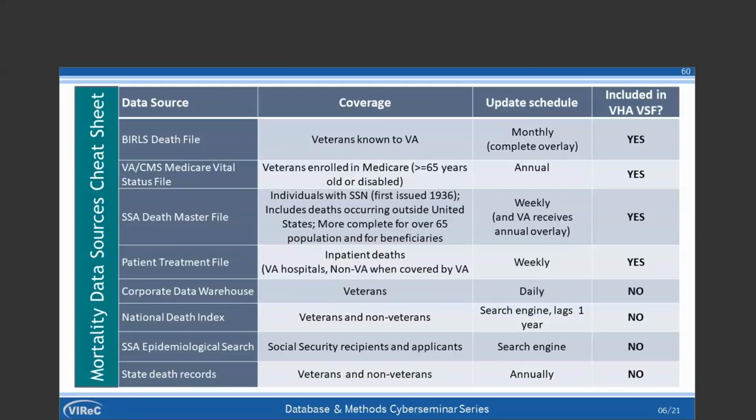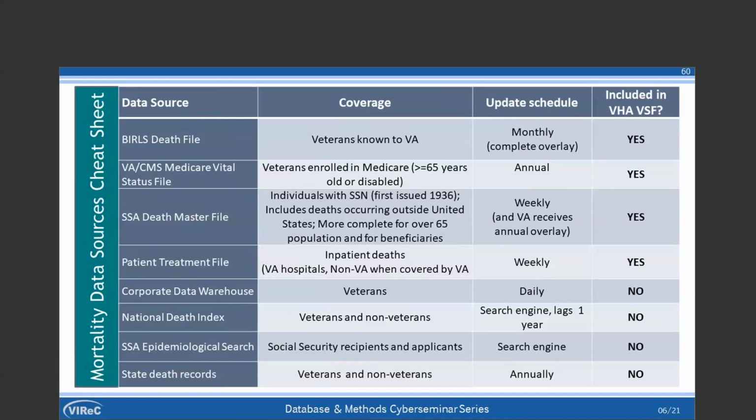Here's a kind of cheat sheet that basically goes through the data sources we've described in the last half hour. So the Burroughs death file, the VA CMS Medicare vital status file, the SSA death master file, the patient treatment file, the corporate data warehouse. Again, these first 4 are part of the vital status file. The last is not. And we've used various names.